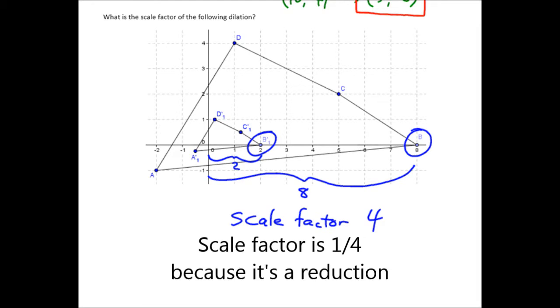We can cross-check by estimating the coordinates of the non-integer points. For example, we know that D is at 1, 4. Is it reasonable to assume that D' is at 1/4, 1? Well, the y-coordinate certainly looks like 1, and the x-coordinate looks very close to 1/4.